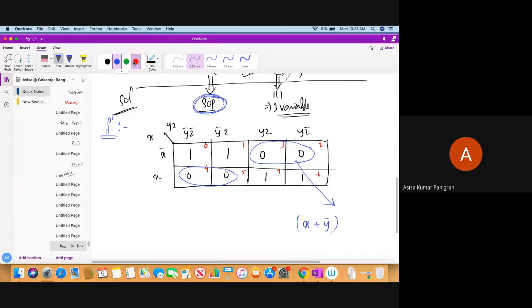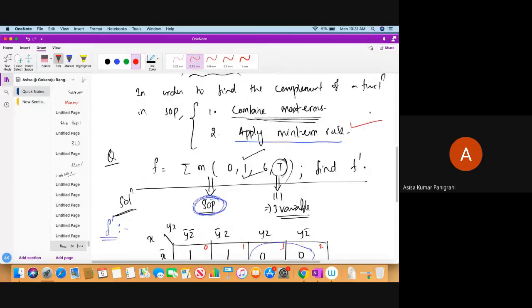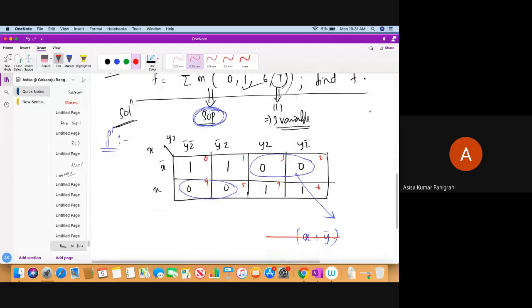But we don't do it like this max term combination. You apply the min term rule in order to get the common term. You cannot apply the max term rule here. If you apply the min term rule, what is common here? X bar is common, and Y. This is the min term rule. If I applied the max term rule, it would become X or Y bar, but I am not applying it, because my second step is to apply the min term rule.